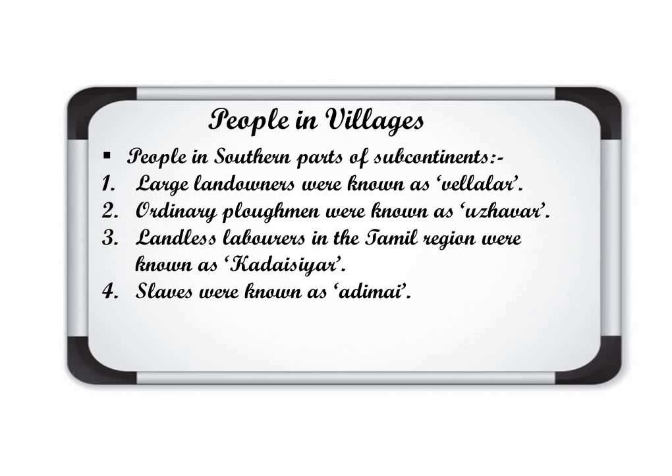So these were the different types of people living in villages in the southern part of the subcontinent. Or if it is written as people in the Tamil region, that is also correct. So large landowners were Velalars, ordinary plowmen were Uzhavar, landless laborers were Kadaisiyar, and slaves were known as Adimai. Clear?